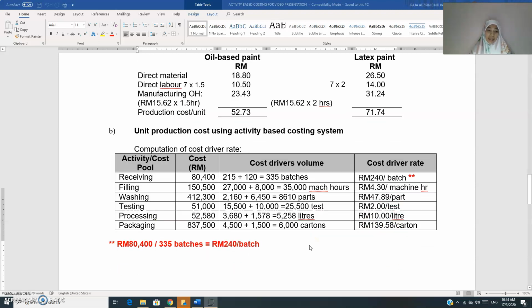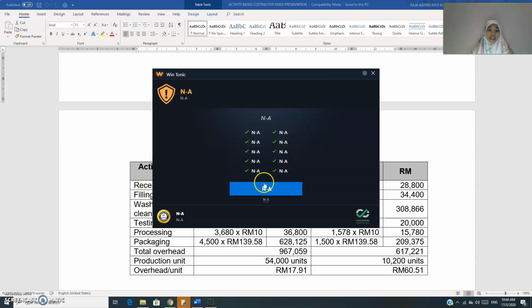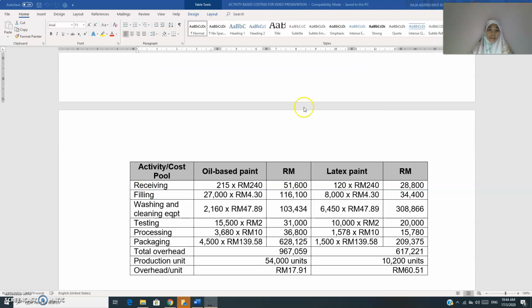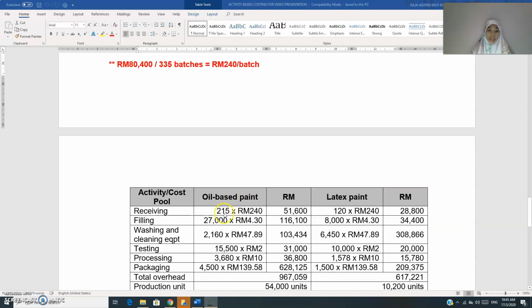After you have done that, now you determine the cost for each of your products. You have two types of product, oil-based and latex paint. So for the receiving, the rate is 240, and the batches for oil base is 215. So 215 times 240 gives you this one, 51,600, and you do the same for the rest of it.